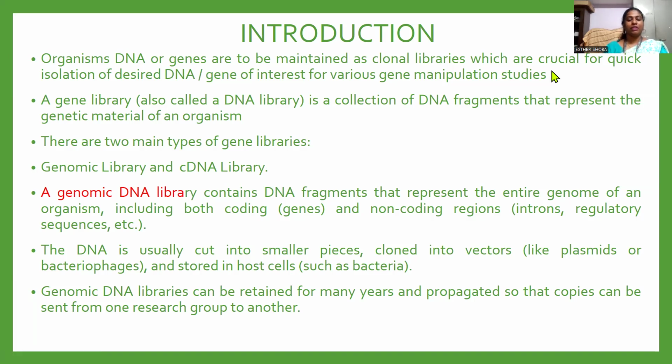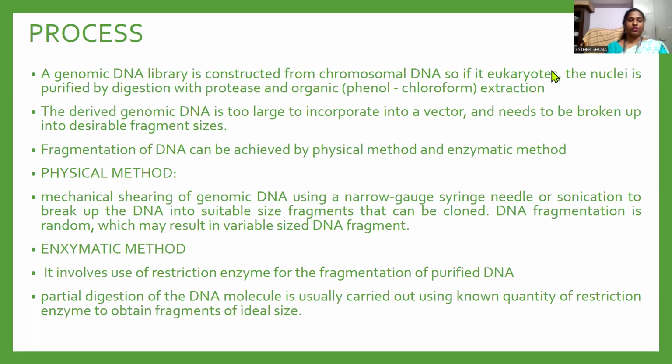There are two main types of gene libraries: genomic library and cDNA library. A genomic DNA library contains DNA fragments that represent the entire genome of an organism, including both coding genes and non-coding genes. Non-coding regions include introns and regulatory sequences. In this process, the DNA is usually cut into smaller pieces, cloned into vectors such as plasmids, bacteriophages, YACs, and stored in host cells. Genomic DNA libraries can be retained for many years and propagated so that copies can be sent from one research group to another.